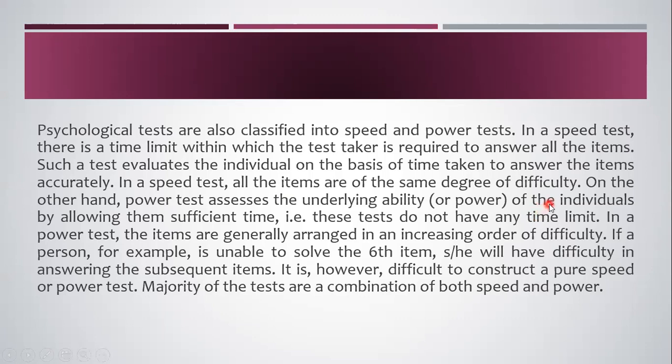In a power test, the items are generally arranged in increasing order of difficulty, generally ascending order. However, it is difficult to construct a pure speed or pure power test. The majority of tests are a combination of both speed and power. As it is difficult to construct pure ones, they use a new method called the mixed method. As we can recall in interviews, it should have both open-ended and closed-ended questions, and open-ended and closed-ended tests.